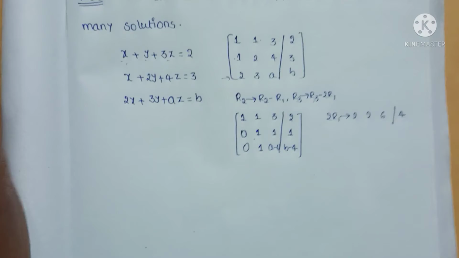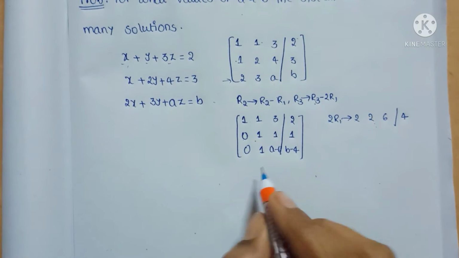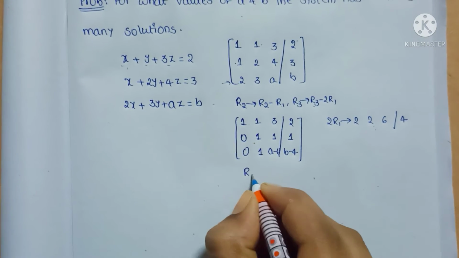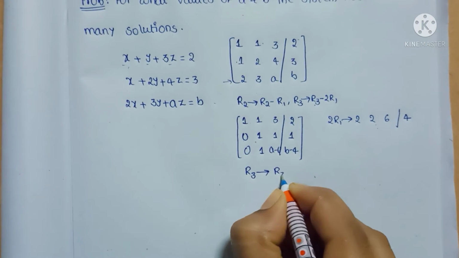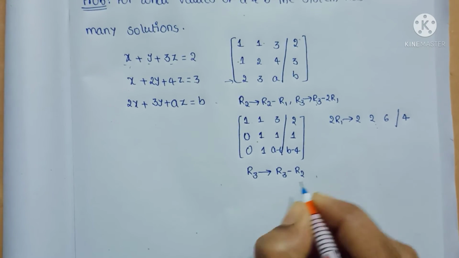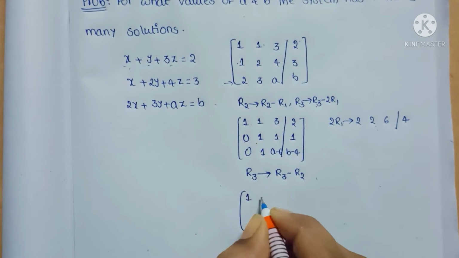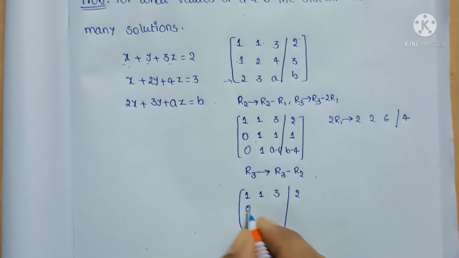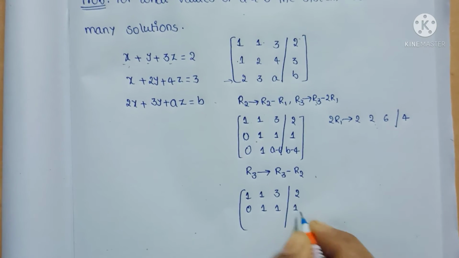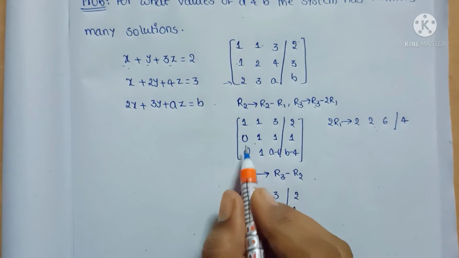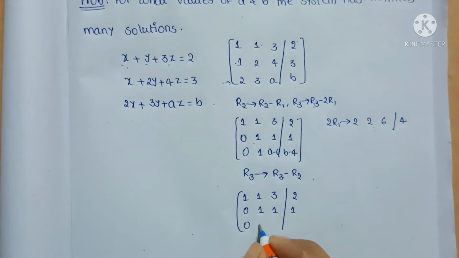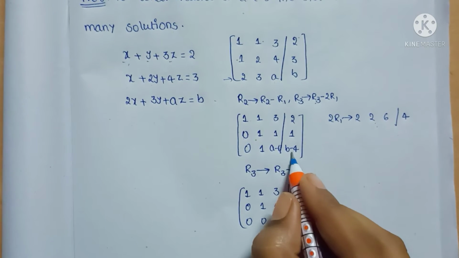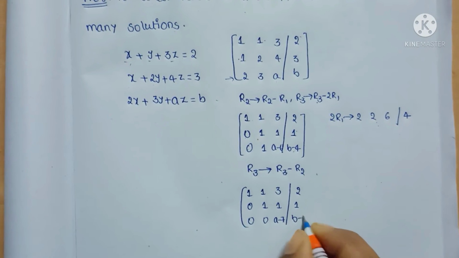Now, R3 tends to R3 minus R2. There is no change in the first row and second row, so I am writing them as they are: 0, 1, 1, 1. And R3 minus R2: 0 minus 0, 0, 1 minus 1, 0, a minus 6 minus 1, a minus 7, and b minus 4 minus 1, here we got b minus 5.